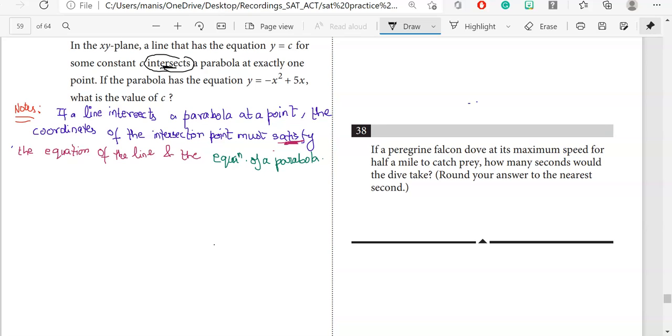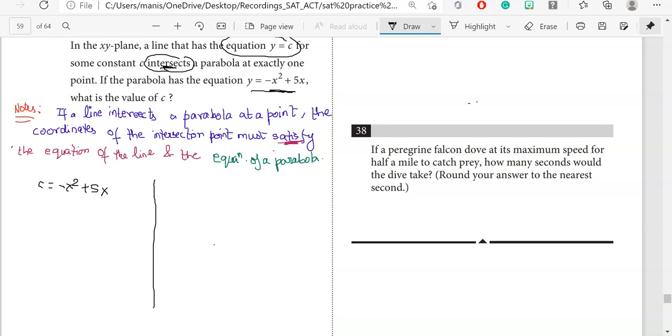Okay, so I have given you some basic information over here. If a line intersects a parabola at a point, the coordinates of the intersection point must satisfy the equation of the line and the equation of the parabola. I will draw two sections because I have to do some math. The equation of the line is this, the equation of the parabola is this, and when the word satisfies comes up, you plug in the value of y into this equation. So this y will be replaced by c, and I will be left with c is equal to negative x square plus 5x.